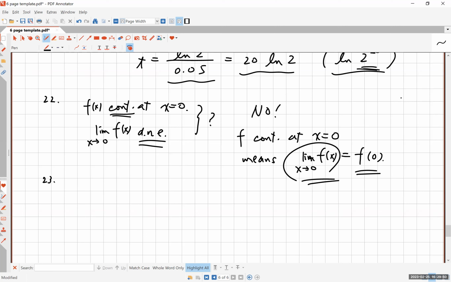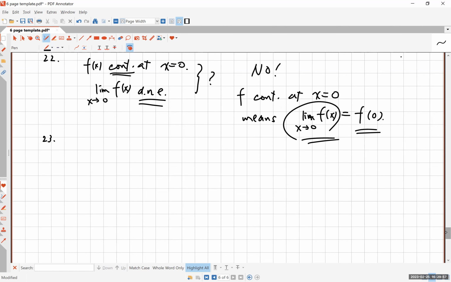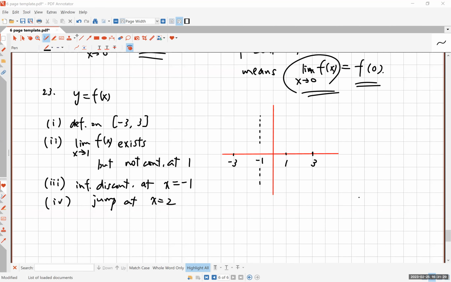Number 23, sketch the graph of a function. And I will just go ahead and write the requirements. There are, of course, many different answers. Okay, let me write down the requirements. All right, so number 23, you have to come up with a graph of a function that is defined on this closed interval from -3 to +3. The limit must exist at 1, but it's not continuous at 1. By the way, if the limit exists, f(x) should be approaching the same number from both sides of 1, but it's not continuous. So this criterion means that there must be a hole at 1, a removable discontinuity. And I don't know where the hole is.